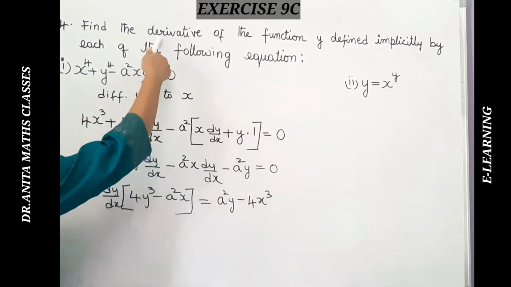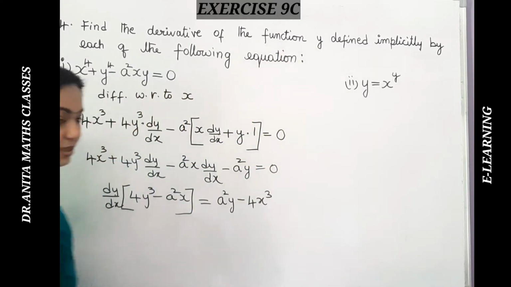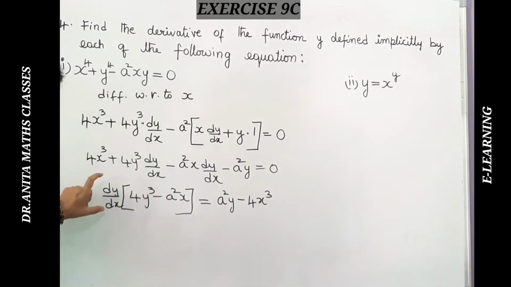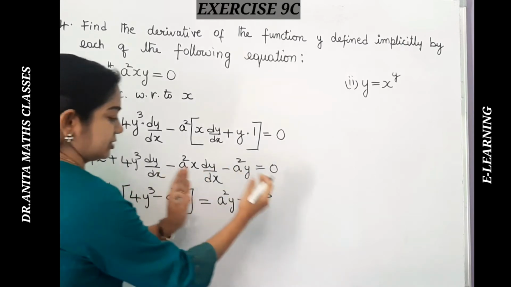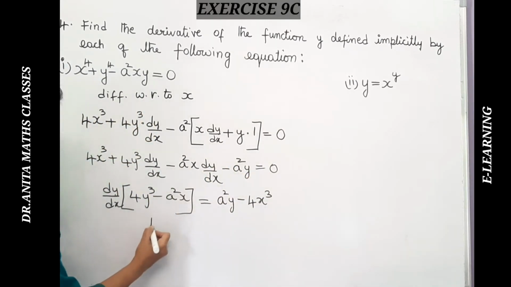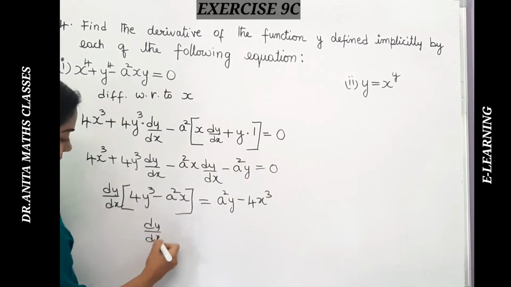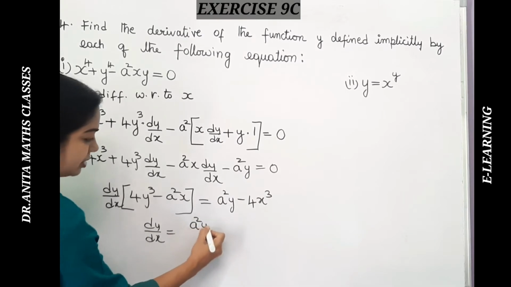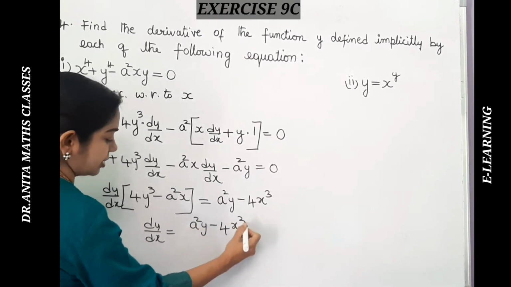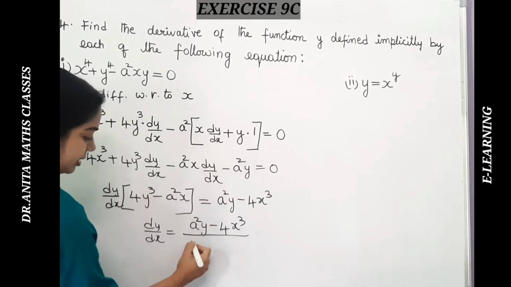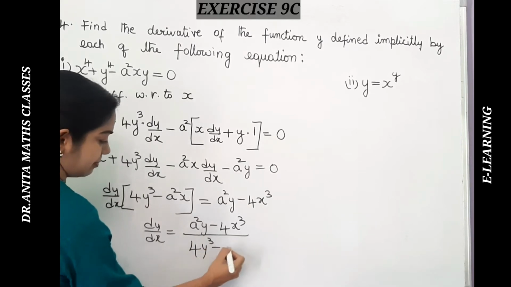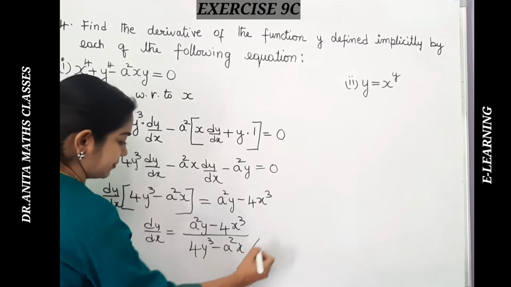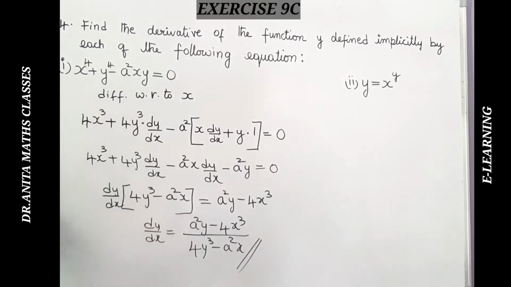Now here we want the derivative of the function y implicitly. So here we want dy by dx. So this term I'll shift it to the other side, it becomes divided. So dy by dx is equal to simply a square y minus 4x square upon this part, 4y cube minus a square x. So this is the derivative of the y function. So from the equations also we can do the derivative part.